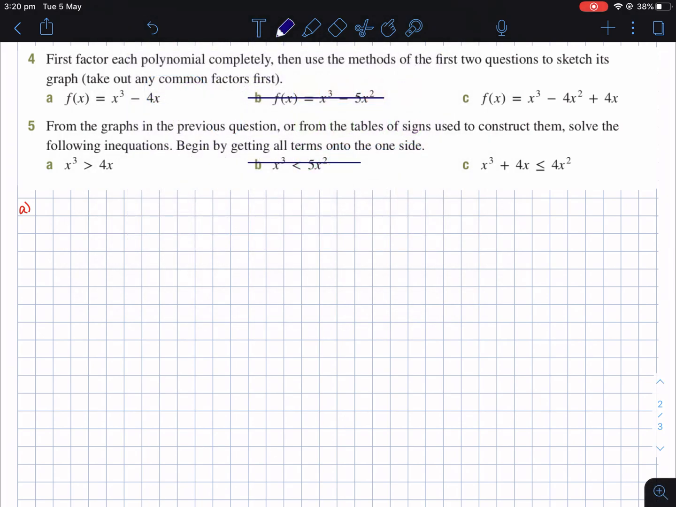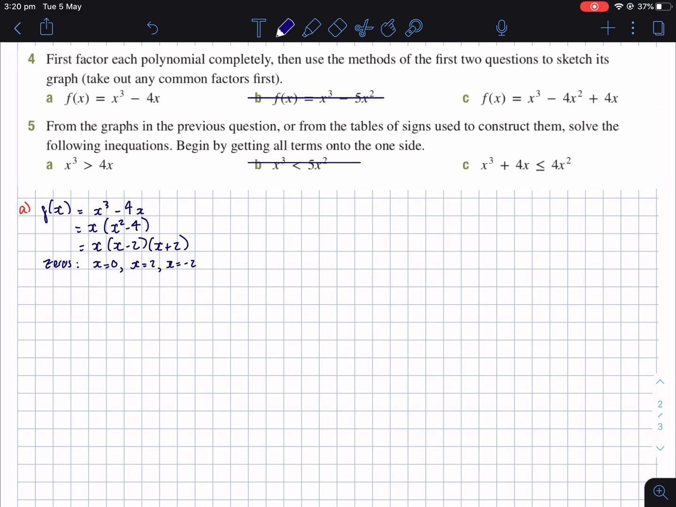We've got f of x is x cubed, take 4x. Well, this is fairly simple. We're going to take x out to start with. We always look for a highest common factor first. So we're going to take out x. We've got x squared, take 4 left. And now this is the difference of two squares. x take 2, x plus 2. So we know zeros: x equals 0, x equals 2, x equals minus 2.